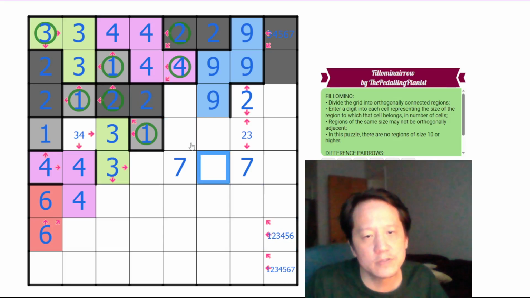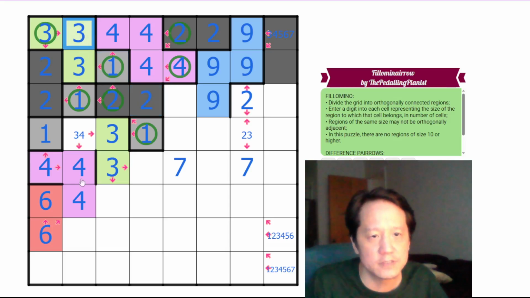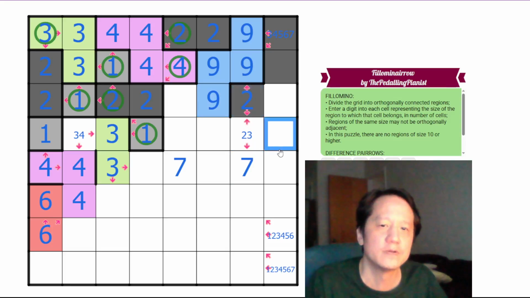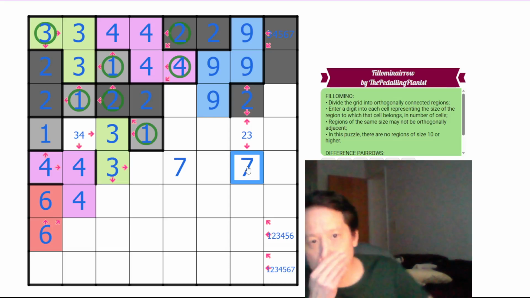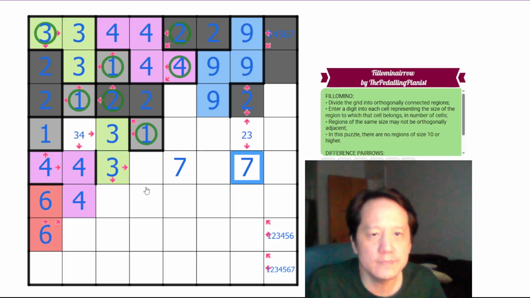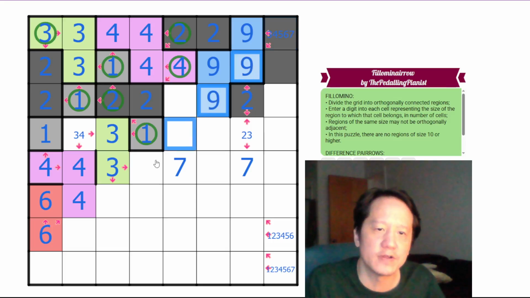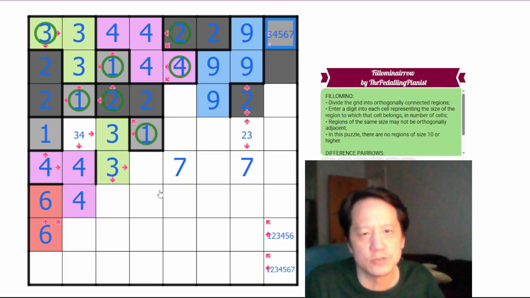So 1, 2, 3, 4, 5, 6. And 6 would have to have a 9 there. So this is 2, and it could go this way. So this is 9 and 7. 7 or 6 away. Well, we don't have any of these defined, except for 2 and 1, which is why this can't be 1 or 2.